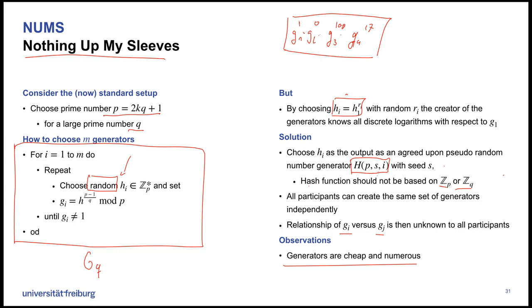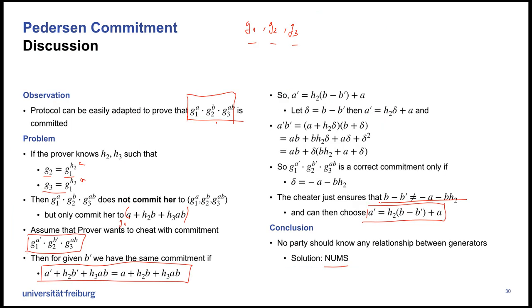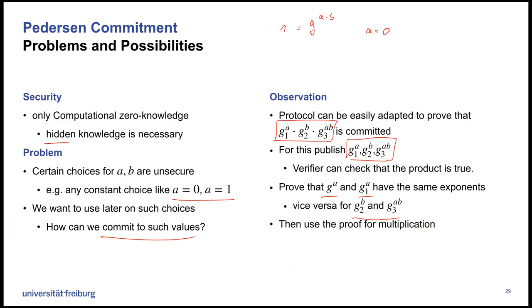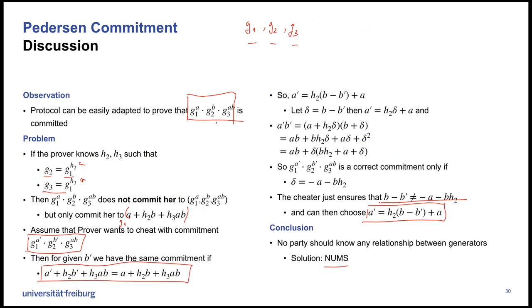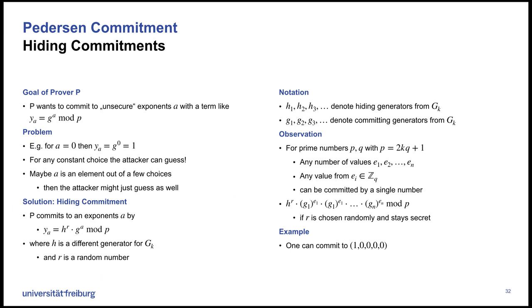And so this was the first problem that we had. This problem was that we have this kind of relationship here. The other problem is the choices of A and B, that they're unsecure. And that's something we want to solve as well. And the solution is hidden commitments. Okay, so we want to commit to unsecure exponents like that.